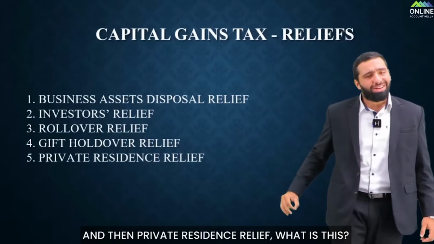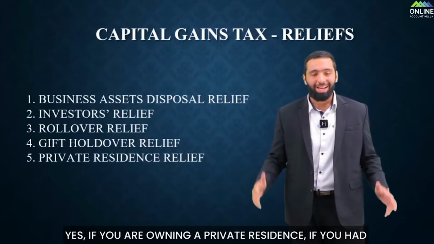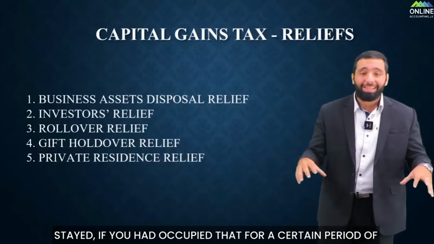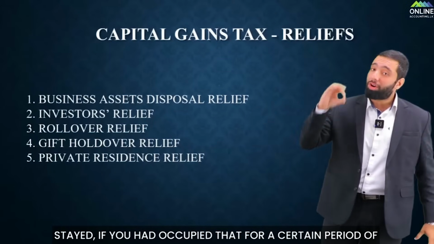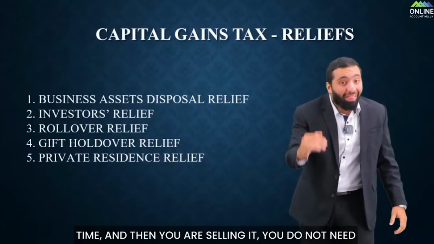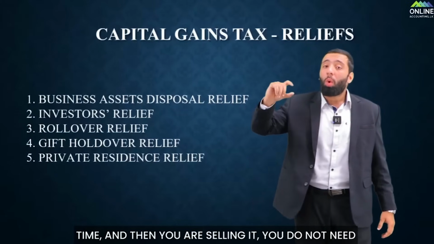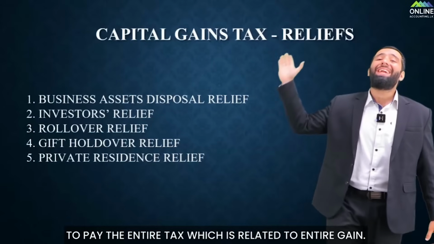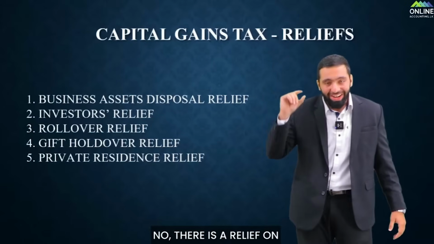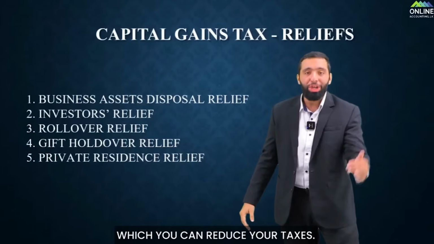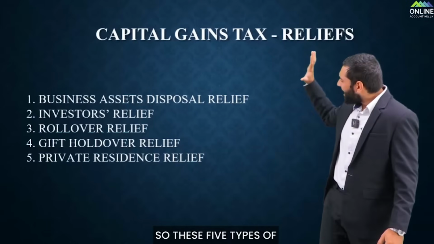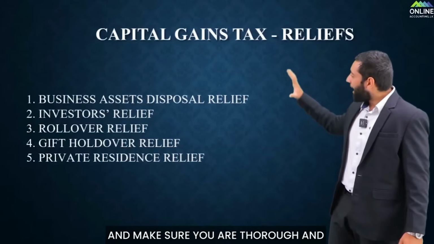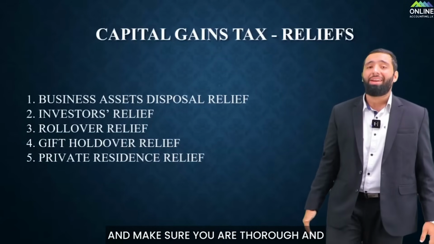And then private residence relief. What is this? Yes, if you are owning a private residence, if you had occupied it for a certain period of time and then you are selling it, you do not need to pay the entire tax which is related to the entire gain. No, there is a relief on which you can reduce your taxes. So these 5 types of reliefs are very, very important, and make sure you are thorough and you have a good understanding on these.